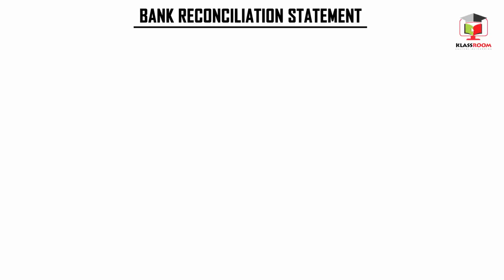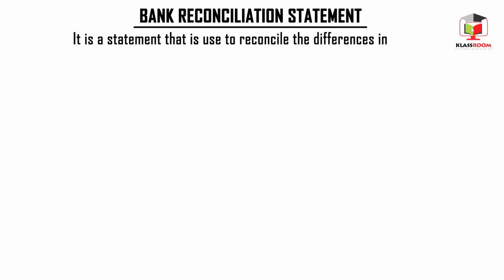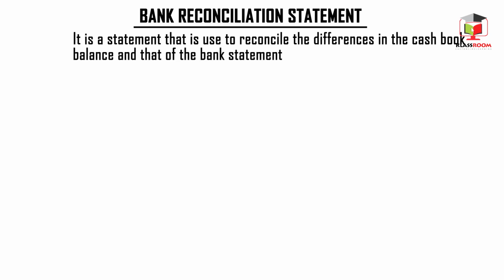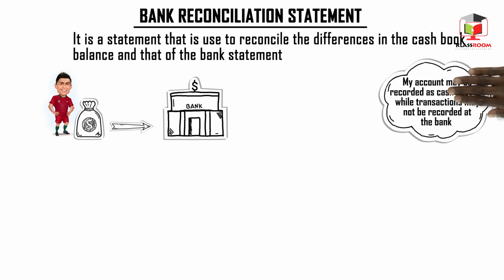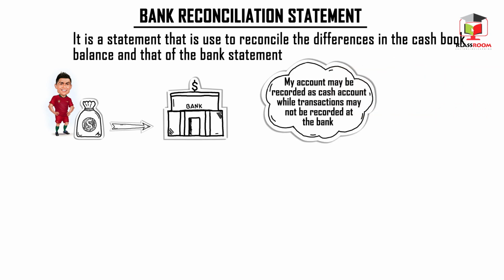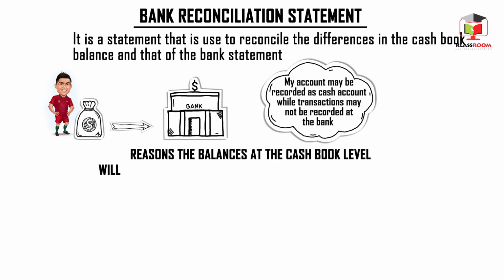Topic: Bank reconciliation statement. The bank reconciliation statement is simply a statement that is used to reconcile the differences in the cash book balance and that of the bank statement. If I have transactions with the bank, anytime I deposit money with the bank, there is this tendency that my account may be recorded as a cash account, while transactions may not be recorded at the bank. Therefore, the discrepancies can actually occur.